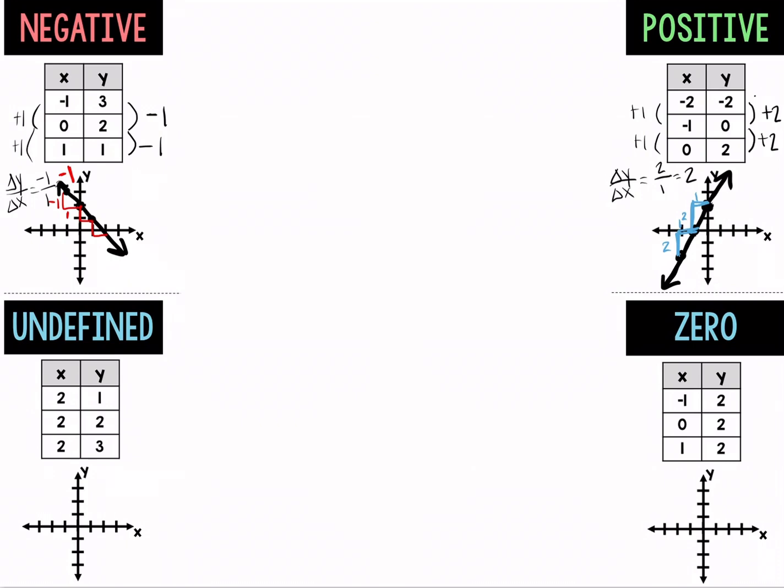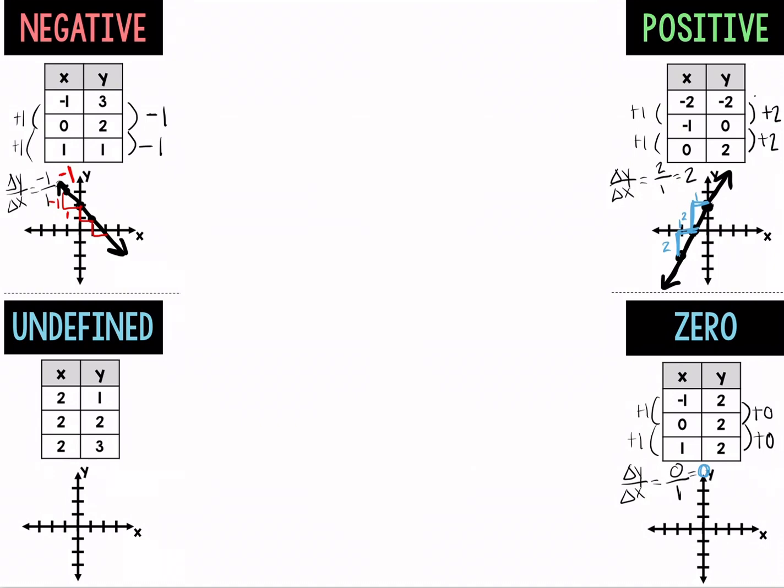So again, we're going to look at the table. How do I go from 2 to 2? I'm adding 0. But on the x values, I'm adding 1, right? So the y change over the x change, the y is changing by 0 and the x is changing by 1. So that means 0 divided by 1 is just 0. So the slope is 0.